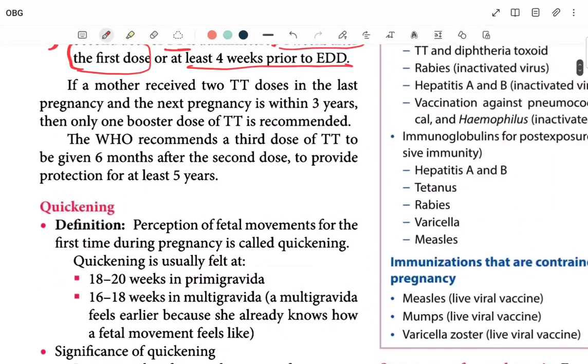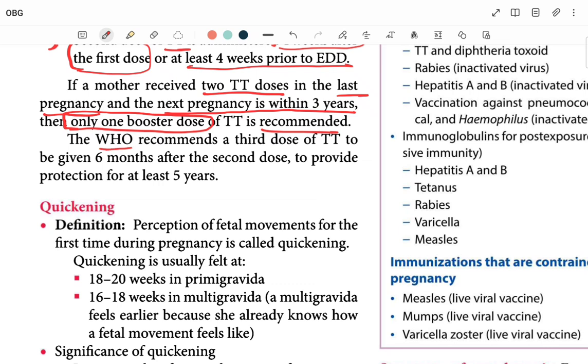Now, if a mother received 2 TT doses in the last pregnancy and the next pregnancy is within 3 years, then only 1 booster dose of tetanus toxoid is recommended. Say the mother has been immunized with 2 TT doses in the last pregnancy and the next pregnancy is within 3 years, then just 1 booster dose of TT is recommended. That's all. You don't have to repeat giving the 2 doses again.